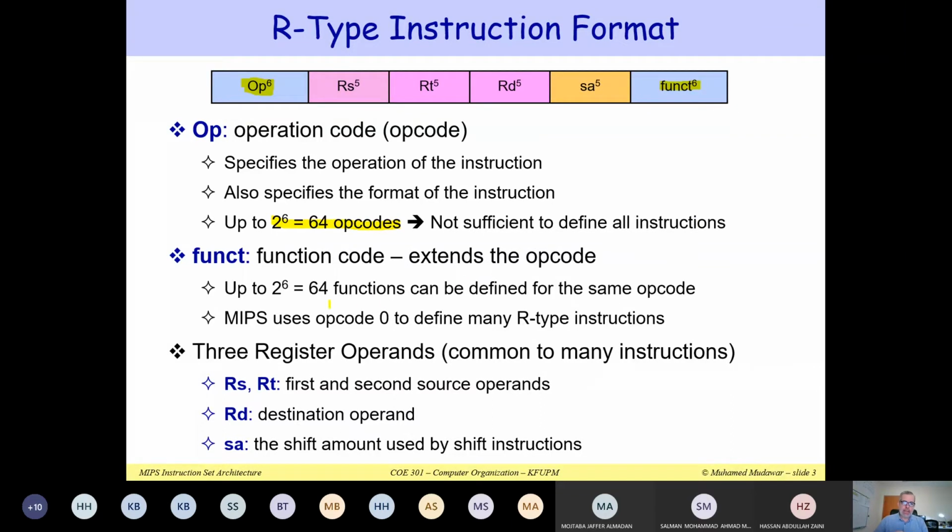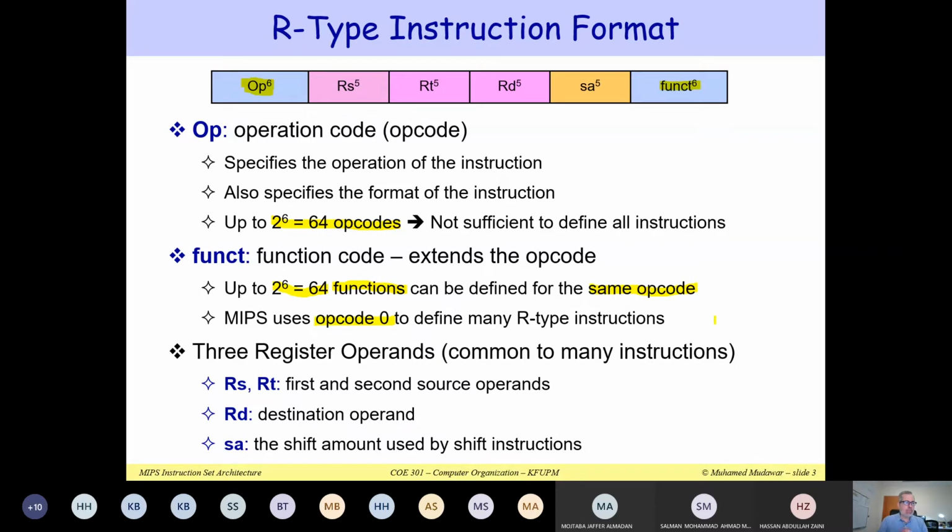2 to the power 6, again, is equal to 64. So 64 functions can be defined for the same opcode. And typically for integer arithmetic, we use opcode equal to 0. And we define different functions for the same opcode, which is 0. So opcode 0 is special in the MIPS architecture. The MIPS architecture uses the opcode 0 to define many R-type instructions.